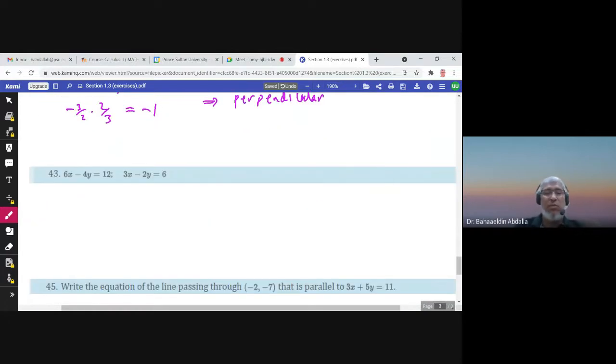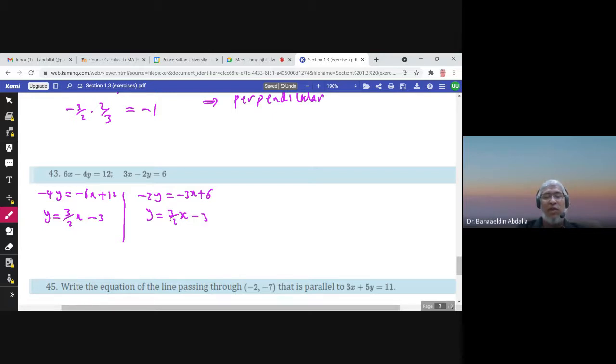Another question. Do always the same. Write this equation in point slope form. Divide by -4. -6 over -4 is 3 over 2. 12 over -4 is -3. So that's the first line. The second line: divide by -2. 3 over 2. 6 over -2 is -3.